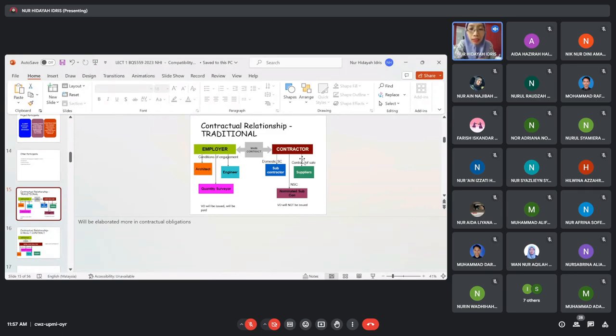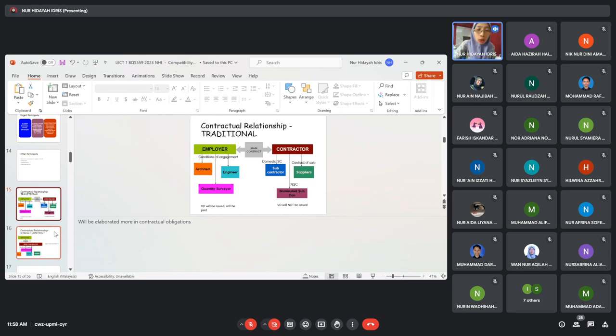And then employer terpaksa kata yes. And then dia akan tanya QS dia, kenapa you termiss item? Oh sorry, I overlook that. Tapi ada cost implication. Implication dia berapa? RM30,000. So employer kena bayar. Kenapa? Quantity surveyor tu under dia.